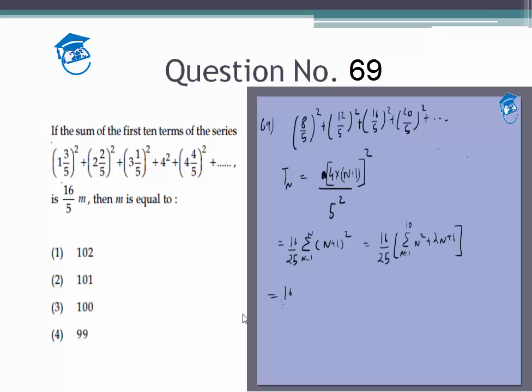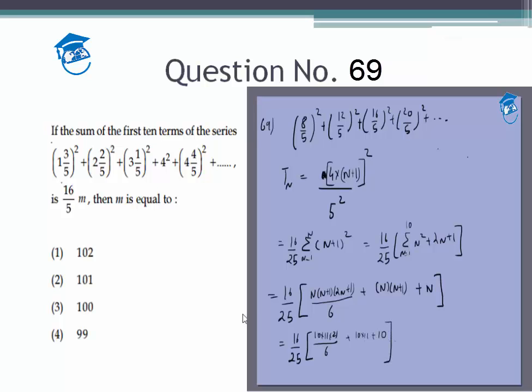This turns out to be 16 by 25 times the sum of the first n squares, which can be written as n into n plus 1 into 2n plus 1 by 6, plus 2 times the sum of the first n terms, which will be n into n plus 1 by 2 into 2, plus the sum of the first n ones, which will be n. This turns out to be 16 by 25 times 10 into 11 into 21 by 6, where n is equal to 10, plus 10 into 11, plus 10.